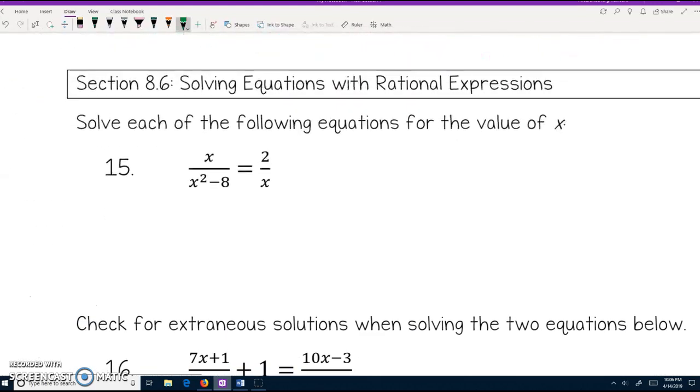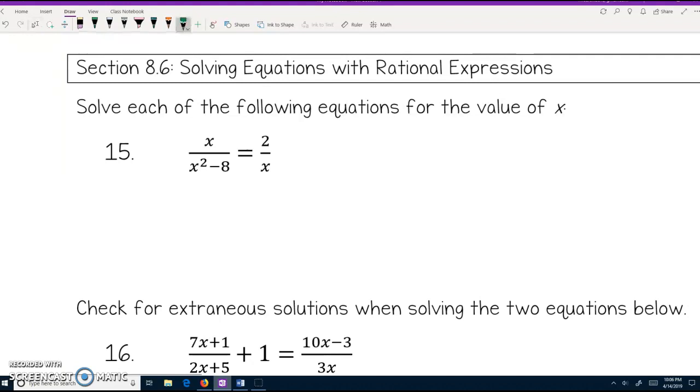Now we just have 3 equations to solve. For problem 15, anytime I have 2 rational equations just set directly equal to one another, I can cross multiply, which you might have learned as the butterfly. So I'm going to multiply this x by this x. So I'll have x times x, and then I'm going to multiply this 2 by x squared minus 8.